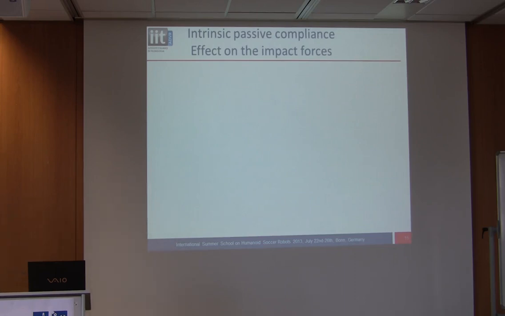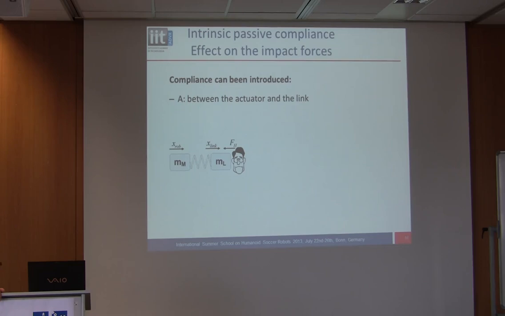Okay, so as I said, one of the important advantages that we get from this kind of actuators is the reduction of the impact forces. So let's see how these effects can be improved by using compliance. Compliance usually can be introduced in the robot joint in different ways. So in the previous actuator, you see that the spring was inserted between the inertia of the motor and the output load.